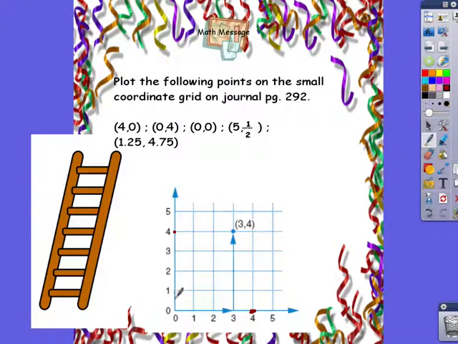Looking at our next one, we're going to start at 0. You always start at 0. You're not going to go anywhere, left or right, and you're not going to go up the ladder, so you're going to stay at 0, 0. Next one, 5 and a half. So first you have to move your ladder over to 5 and then move it up to a half. Next one, 1.25 or 1 and 25 hundredths, right about here, and moving it up 4 and 75 hundredths to right about there. Always move left or right before you move up and down.